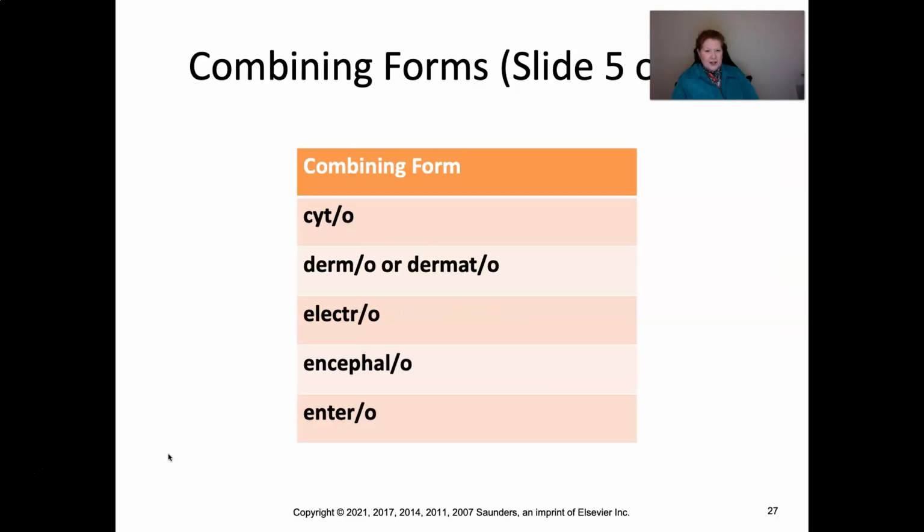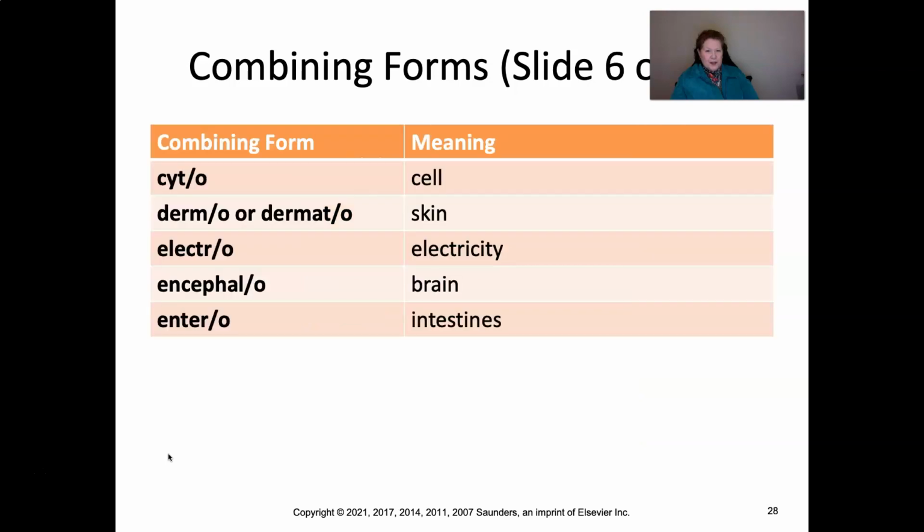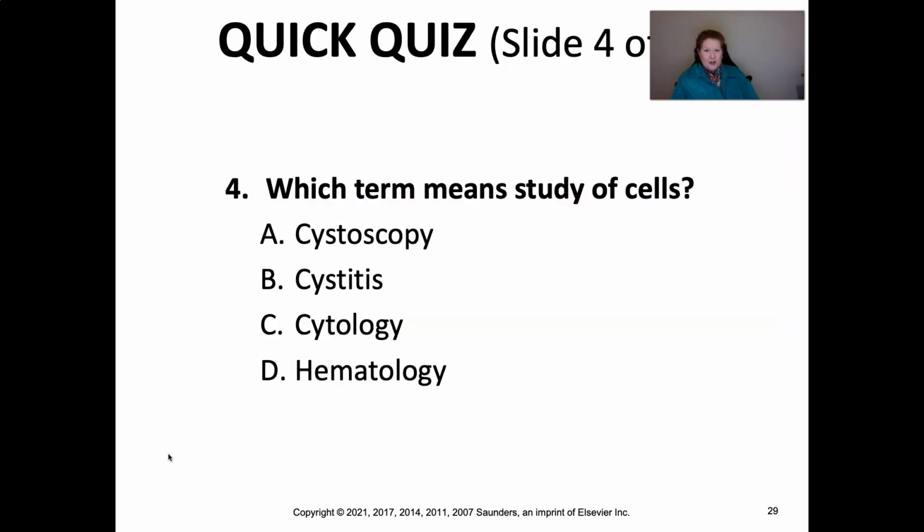And here are some more combining forms. And there's their meaning. And remember, a combining form is a root plus a combining vowel. So that's why you have the /o there. Which term means study of cells? You might have to go back a slide or two, but I know you can get this.